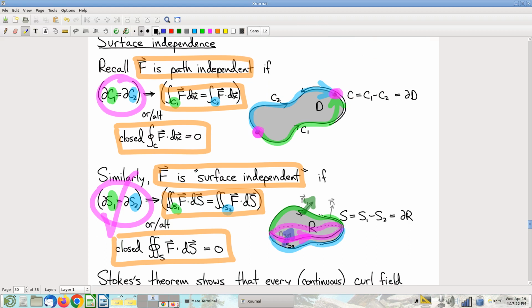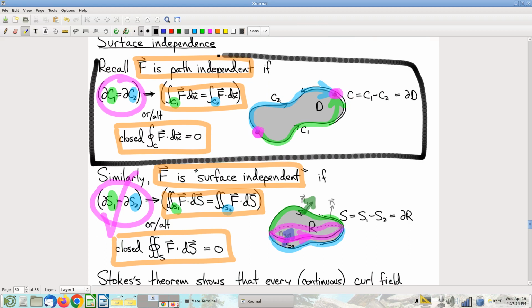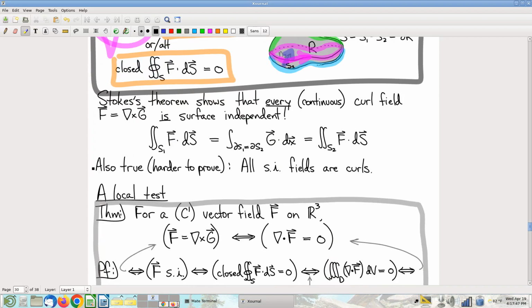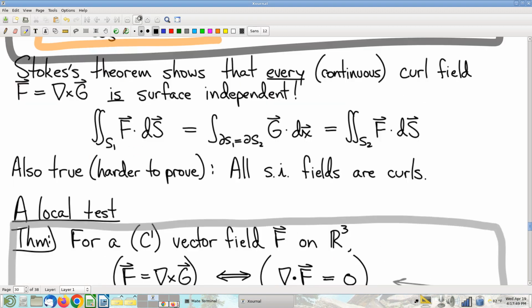Let's see here. Here we have path independence. Here we have surface independence. I've deliberately color-coded them, to emphasize the strength of the analogy. They're the same concept, really same concept, just one dimension up for surface independence. Okay. All right. Good news. There are lots of them.